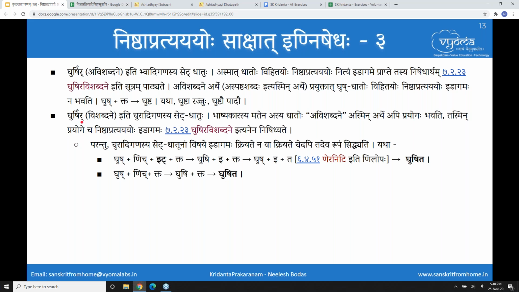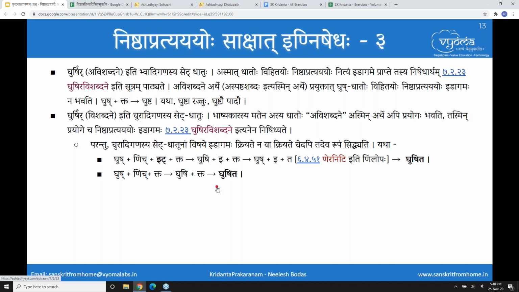gana dhatu ghushir. If it is avishabdane, idagama is blocked. If it is vishabdane, idagama is not blocked. But whether idagama is blocked or not blocked, the final form is ghushita, which is just one and the same form. So why spend so much time on telling that idagama is blocked in one case and not blocked in another case?